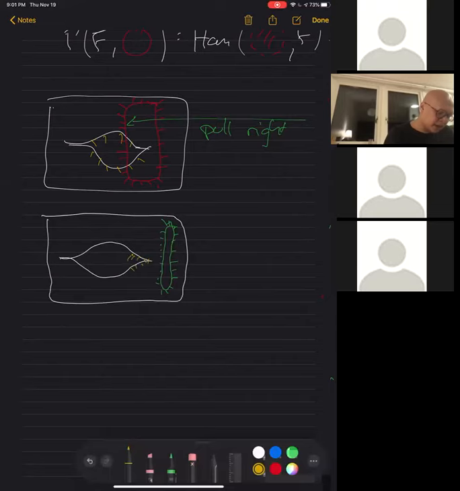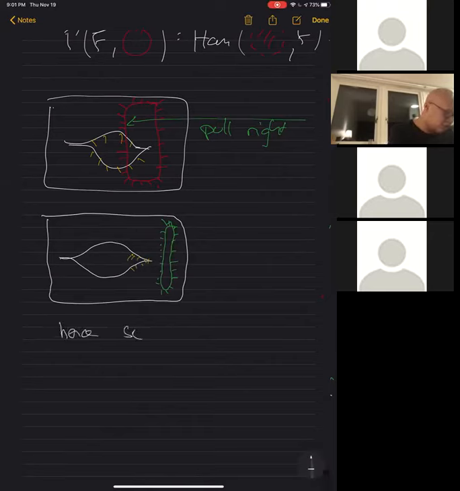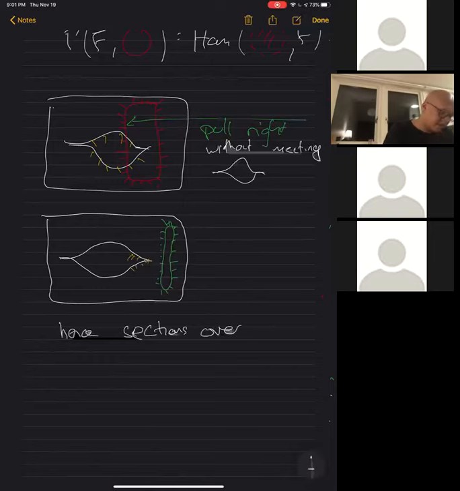And what we learned is that we can pull this right without meeting this one. And the conclusion of what the non-characteristic propagation lemma tells you is that the sections over this original red one equal the sections over the green one.